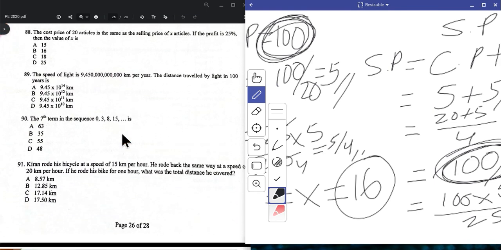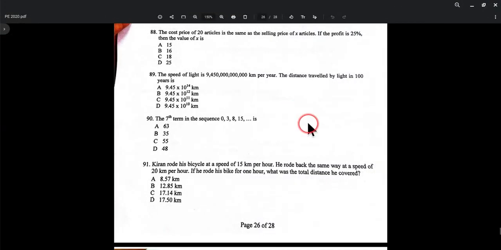Now it comes to question number 89. The speed of light is 945 and 10 zeros kilometers per year. Find the distance traveled by light in 100 years. Now this is a very simple, straightforward question. The only problem here is the question is given in simple mathematical notation, and the options are given in scientific notation. So we'll learn how to convert this mathematical notation into scientific notation.